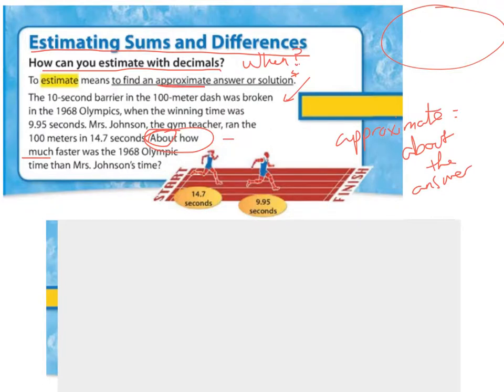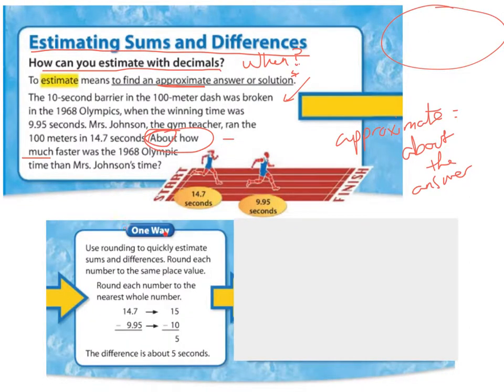So there's two ways that we're going to do this, or that you could do it. So one way you could do it is to use rounding to quickly estimate sums and differences. Round each number to the same place value. So we're going to round each number to the nearest whole number. So where did we get these numbers? Well, we got them from the word problem.